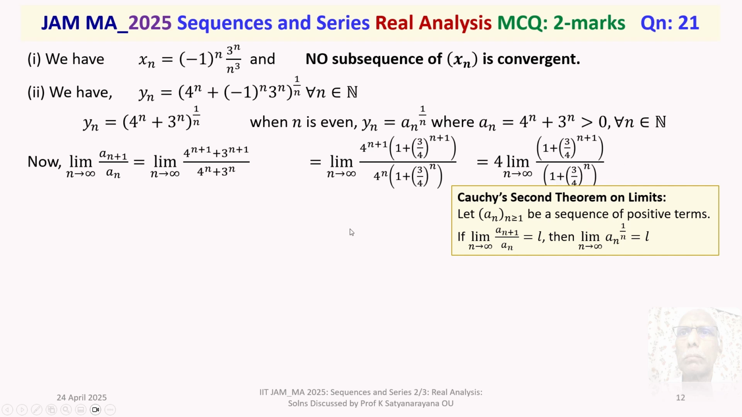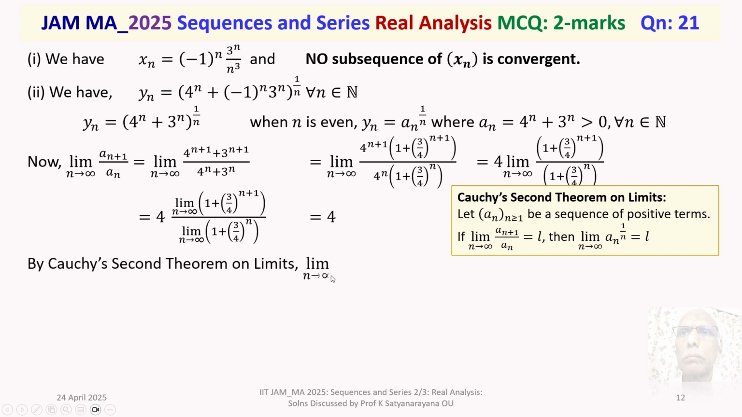The limit of the quotient is equal to the quotient of their limits, the limit of the numerator by the limit of the denominator. And the limit of (3/4)^(n+1) tends to 0. So this will be 4 into 1/1, that is 4. So by Cauchy's second theorem on limits, the limit of an^(1/n) is 4. So the limit of yn is 4 when n is even. When n is even, it tends to 4.